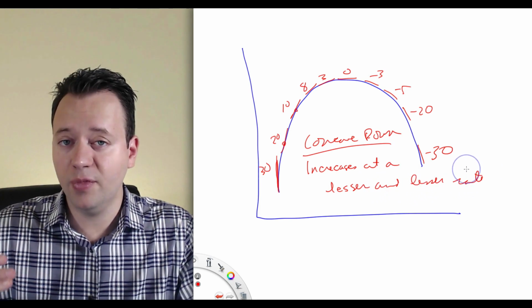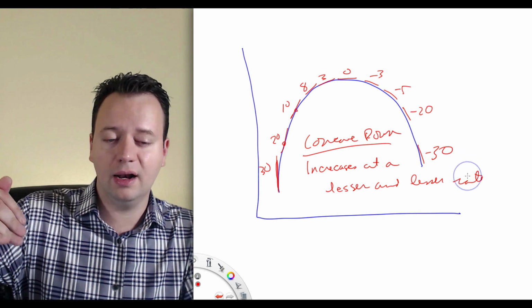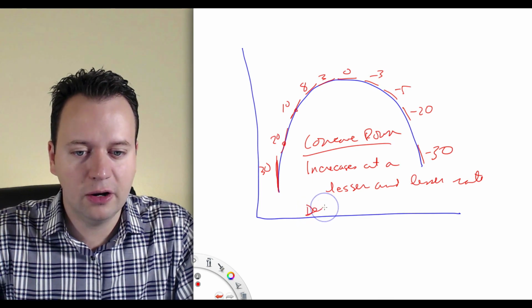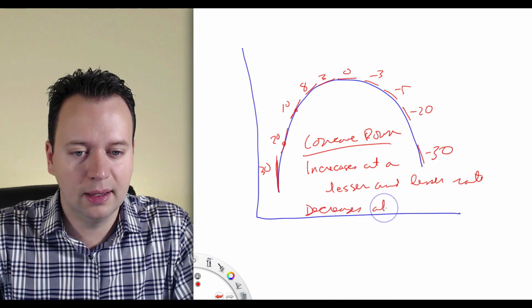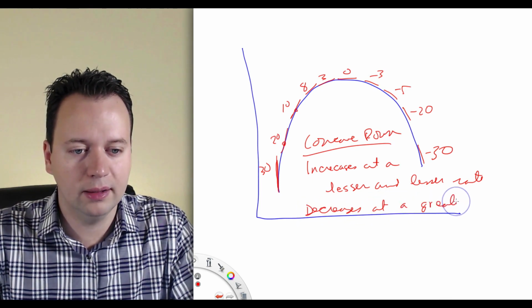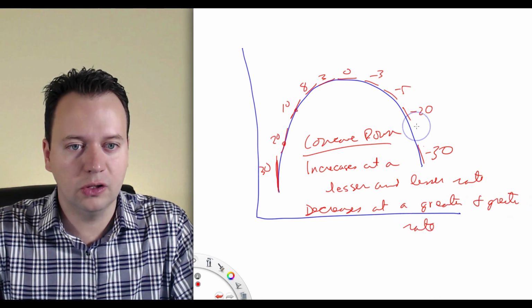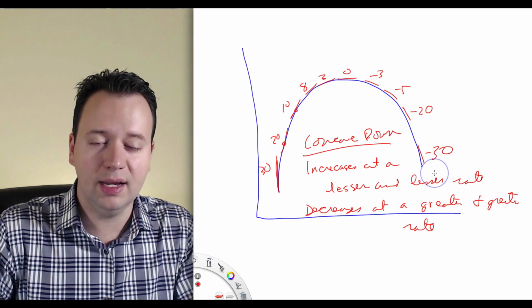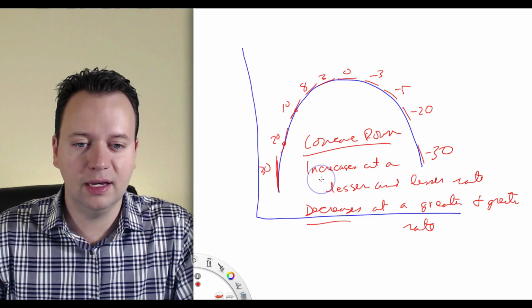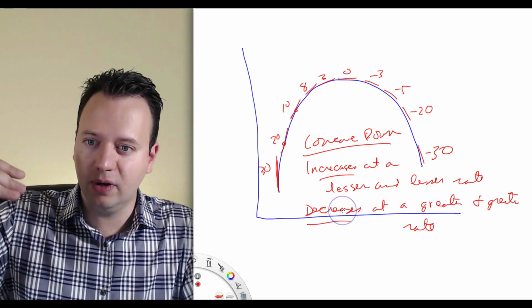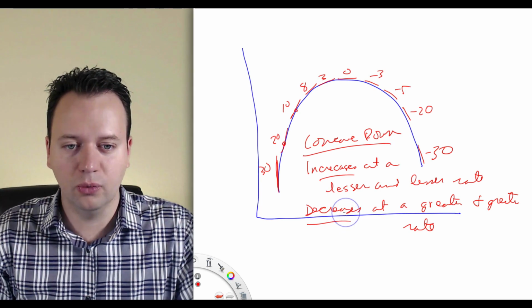Whereas concave up increased at a greater and greater rate. In other words, concave up increased faster and faster. And it decreases at a greater and greater rate. So -3, -5, -20, -30. So it's decreasing faster and faster. Whereas concave up was decreasing at a lesser and lesser rate.